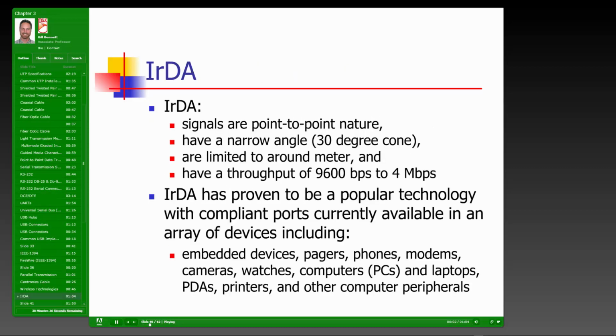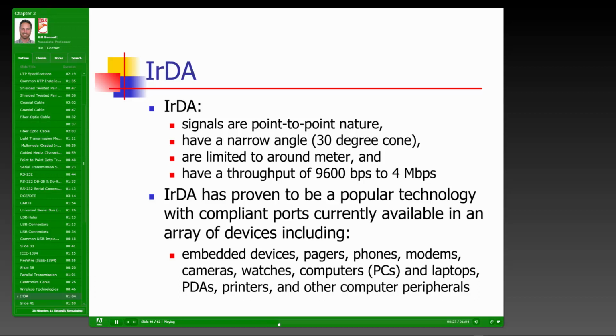First up then is IRDA, infrared. And infrared signals are point-to-point in nature. They have a narrow 30-degree cone, and they're limited to around a meter of distance, and they have a data throughput of 9600 bits per second up to 4 megabits per second. So it's not really a very high speed.